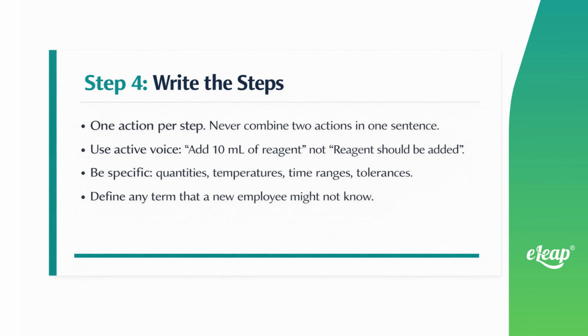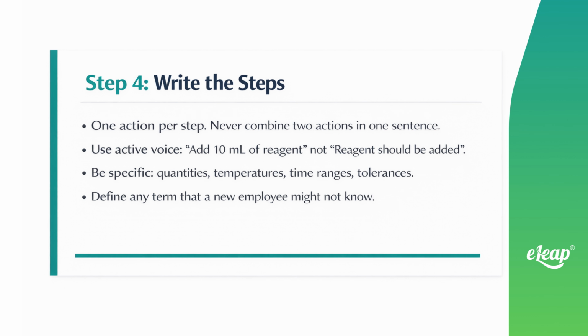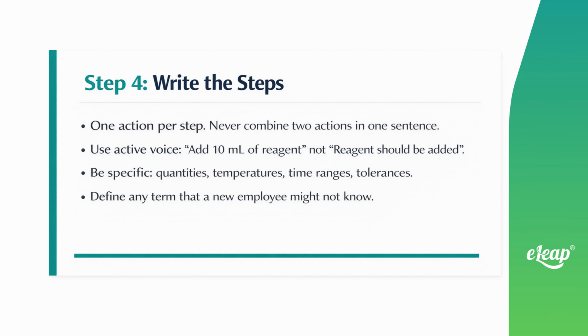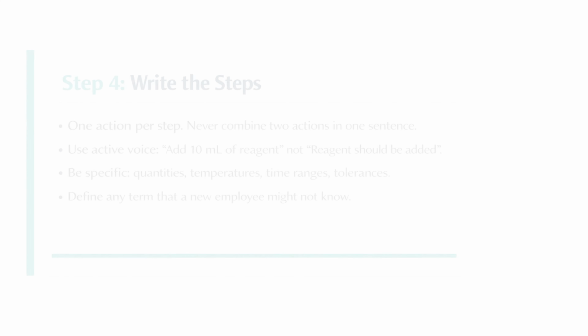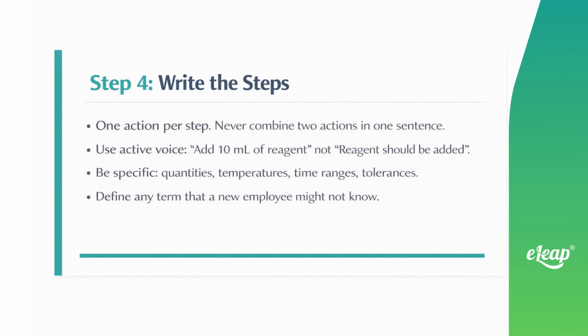Step 4 is writing the steps themselves. 4 rules cover most of what separates a good SOP from a bad one. 1 action per step. Never combine 2 actions in one sentence. Use active voice. "Add 10 milliliters of reagent" is clearer than "reagent should be added." Be specific with quantities, temperatures, time ranges, and tolerances. Vague instructions create variation. And define any term a new employee might not know.